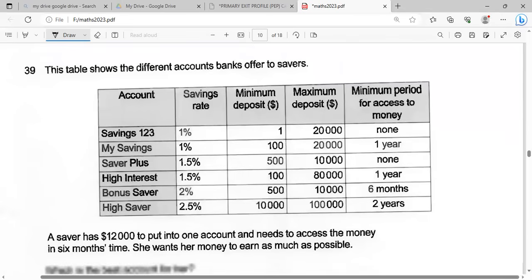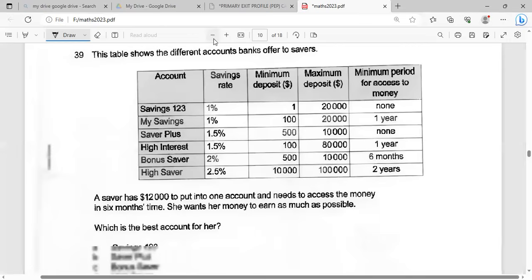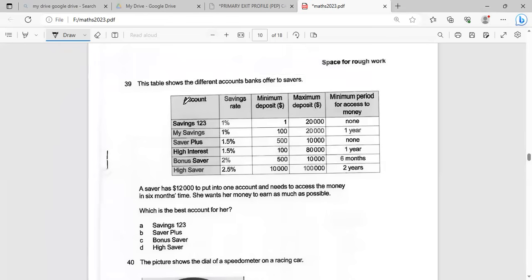This shows the different accounts offered to savers. A saver has 12,000 to put in one account and needs access to the money in 6 months' time. Okay, 6 months' time. Which account is the best? So the question can be a little bit tedious, so I could look at it carefully. It says the table shows the different accounts offered to savers. A saver has 12 grand to put into an account and needs to access the money in 6 months' time. So she wants her money to earn as much as possible.